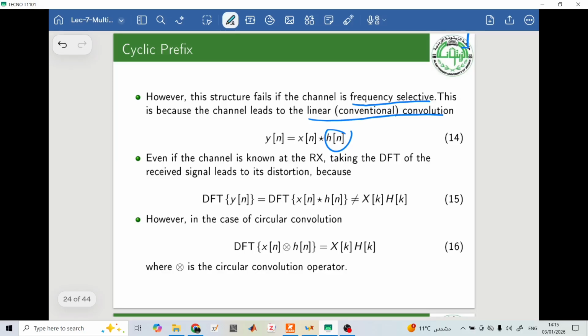So even if the channel is known here, taking the DFT of a linearly convolved channel will not give you the multiplication that we are used to in the DSP material, right? Because this is a linear convolution. So in order to get multiplication in the frequency domain, this convolution must be circular. So this is the trick here, or this is the problem with that.